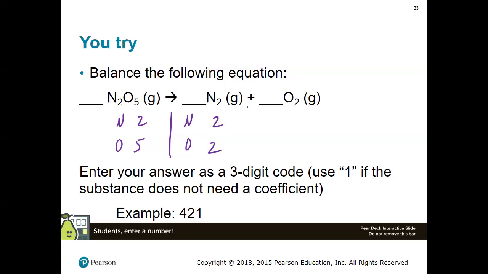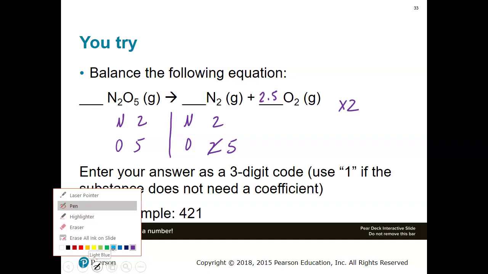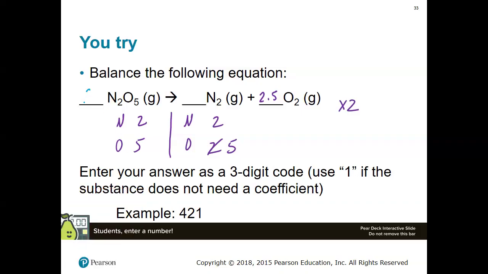So to get what I want, I need 2.5 oxygens. 2.5 times 2 would give me the 5 that I need. But the problem is, again, from a molecular standpoint, there's no such thing as half of a molecule. So in the circumstance, what do we do? The same thing. We multiply everything by 2. And so with everything multiplied by 2, I would have 2 dinitrogen pentoxides, 2 nitrogen molecules, and 5 oxygen molecules.